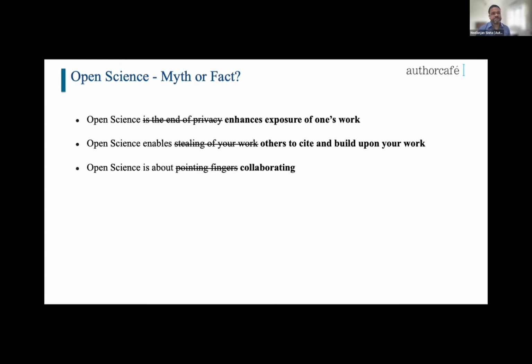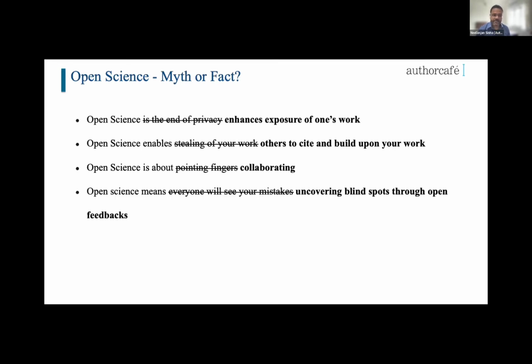Is it about pointing fingers? Maybe not, we actually look at it as more about collaborating. It's less about pointing fingers, because in science we are trying to discover the absolute truth. So the more the merrier: the more inputs we get from others, the more criticism we get, it only makes our work much better, so eventually it ends up benefiting us. Does that mean everyone will see our mistakes? Maybe if there are some gaps or flaws, not necessarily mistakes, nothing is perfect, but it definitely helps us understand things we may not have thought about, and uncover our blind spots, right? And it enables open feedback. Again, going back to open discussion, conversations and collaboration, it all boils down to that. And that is how we see open science, right?